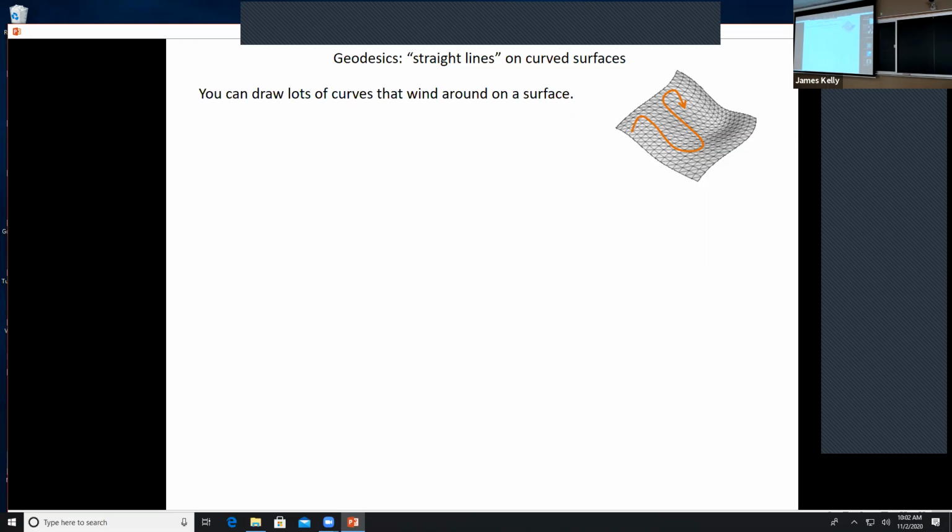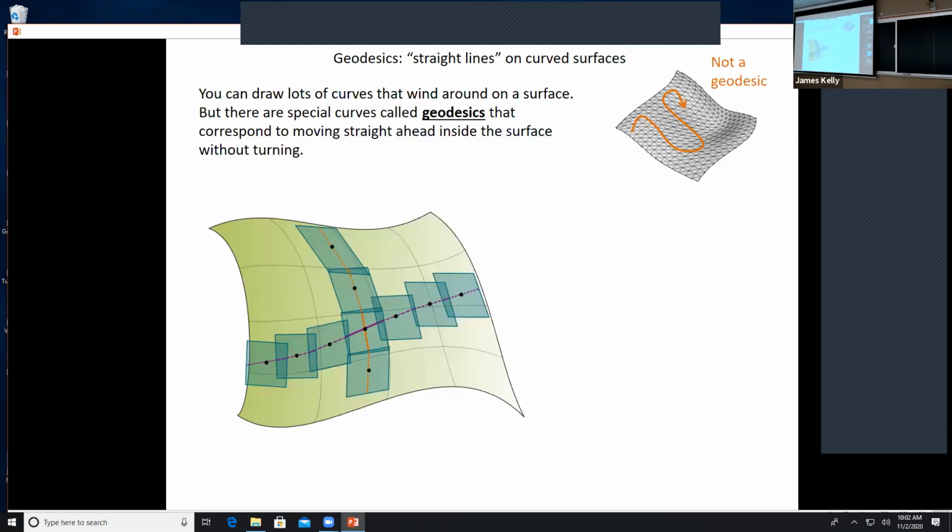And so you can draw lots of curves that wind around in a space. Here's one that's winding around in some crazy way. It's clearly not a geodesic, if you can envision what the shape of that is. If you pulled it taut, it would shrink to a much smaller length. Okay, so geodesics correspond to the same thing that we do.